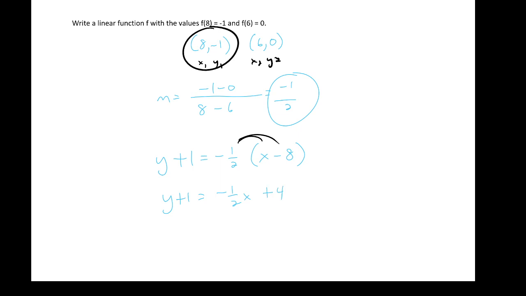All right? And our last step to get y by itself, so we're in slope-intercept form, we're just going to subtract the 1 from each side. So y is equal to -1/2 x plus 4 minus 1, which is +3. And that's our answer. Okay.